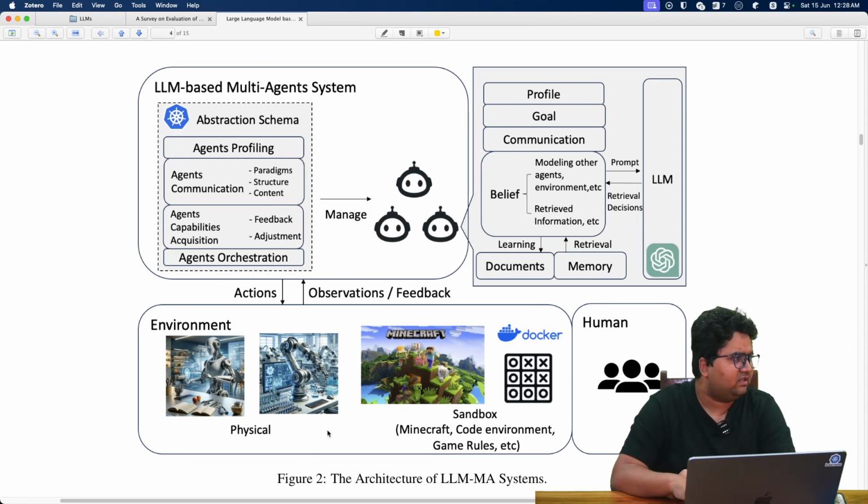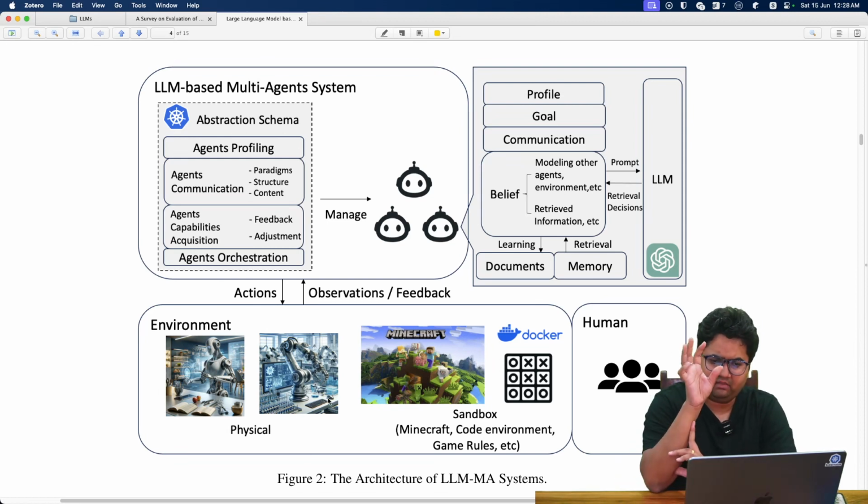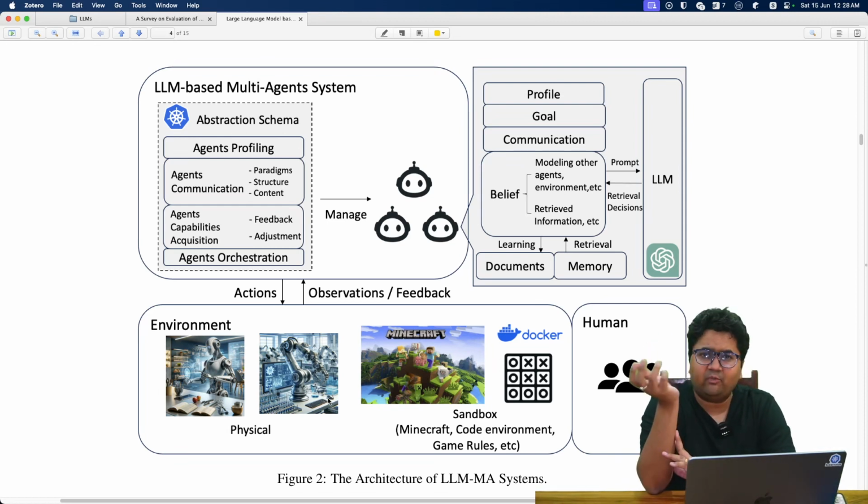So what you have at the bottom is the environment. The environment can be a software environment or a physical environment. Software environment could be sandboxes, code environments, games, etc. And then there's augmentation by human. Docker is just helping virtualize things, I'm guessing. So with the environment, the agents would either take action and get feedback. That's the only thing that can happen.